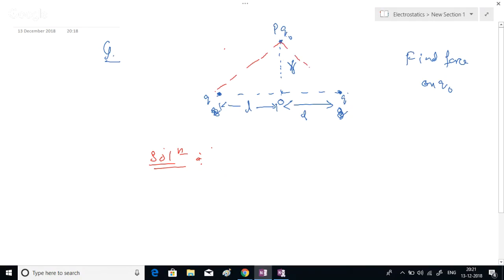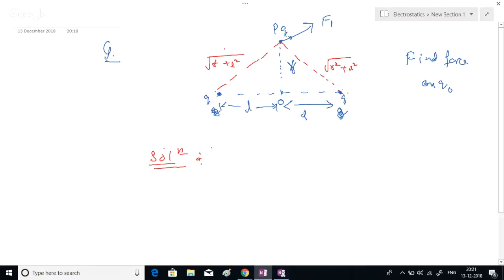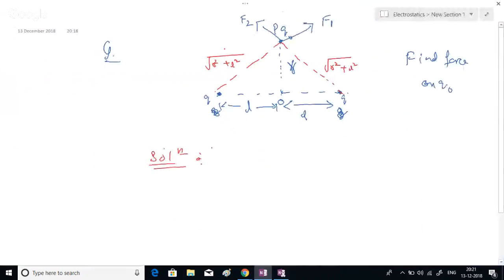Sir, the angle is not given, right? How do we find the angle? You should just join the points like that. Then that side is going to be root of r square plus l square, and this is also under root of r square plus l square. The forces are F1, and the other charge q applies force F2 on q naught. And this will be your axis.